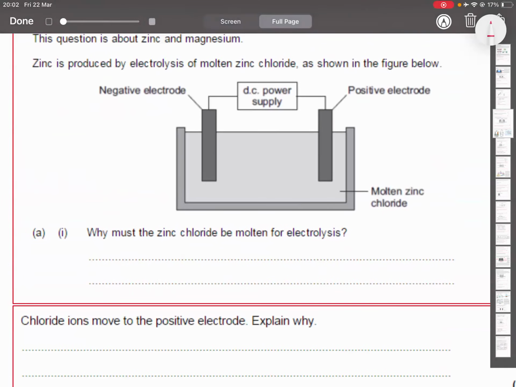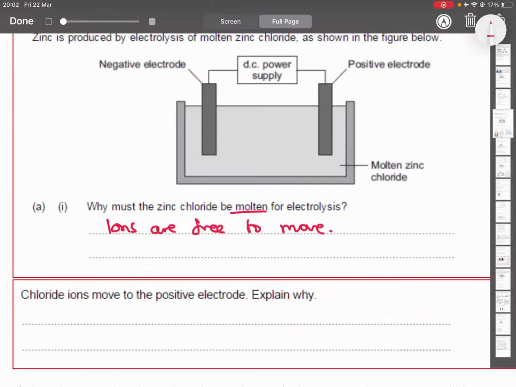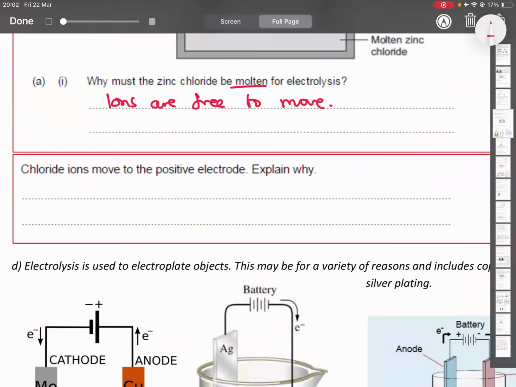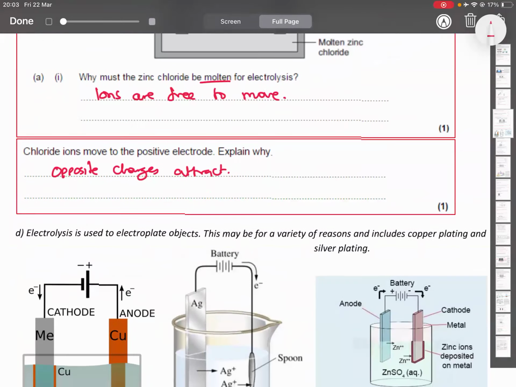Why does zinc chloride have to be molten? So the ions are free to move. Okay. Chloride ions move to the positive electrode. Opposite charges attract. So these were just the easy questions. They can be harder, but because we've done them a few times, you're realizing what kind of questions they ask. And this is mostly it.